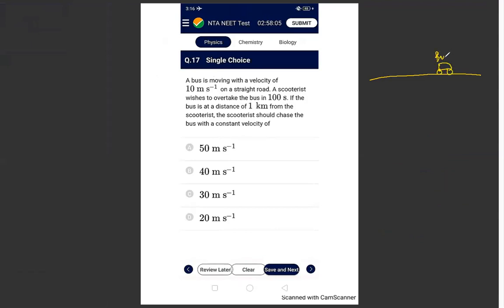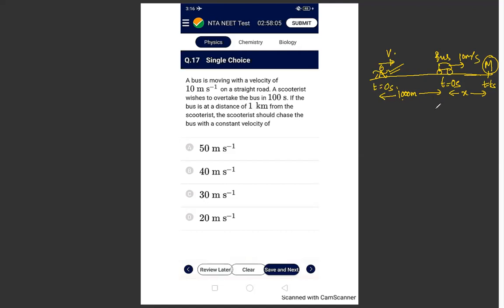This is your bus, moving with 10 meter per second. This is the situation at time t equal to 0 second, and a cyclist has to run with V, let it be, starting its motion at t equal to 0. Initially the distance between them is 1 kilometer, that is 1000 meter. Later, at t equal to t second, they both meet at the meeting point M. By that time the bus covers some x distance, but the cyclist covers 1000 plus x.